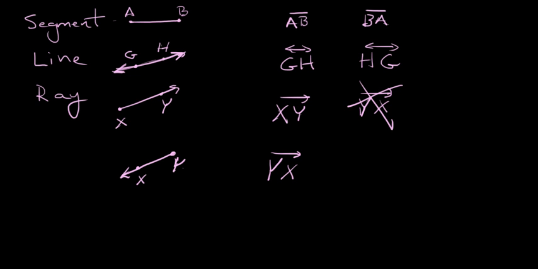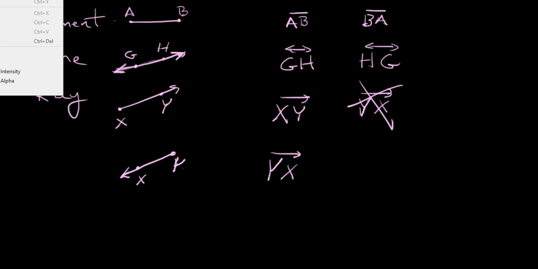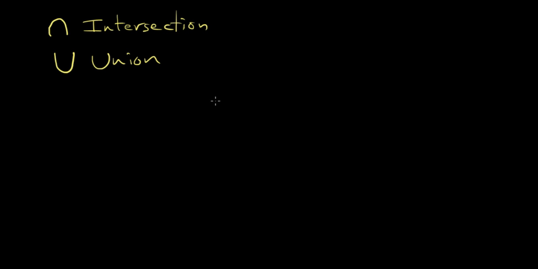Okay? Now we're going to talk about another thing. We're going to erase this stuff here, clear. And now we're going to talk about intersection and union. Intersection looks like this. It's just an upside down U. Union looks like this. Well, what does that all mean?